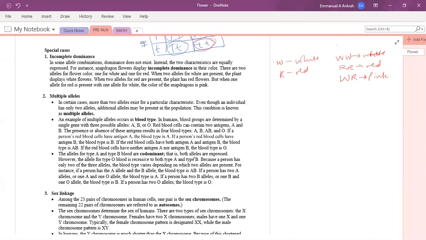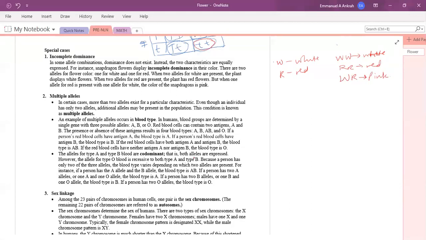If a person's red blood cells have antigen A, the blood type is A. If the red blood cells have antigen B, the blood type is B. If they have both antigen A and B, the blood type is AB. If they have neither antigen A nor B, the blood type is O. So this is an example of multiple alleles: many genes controlling the same characteristic in different individuals.